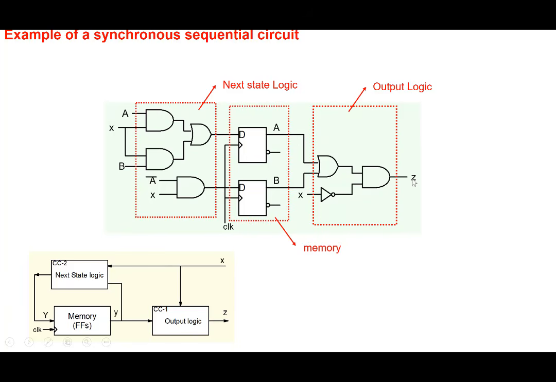It generates the output Z, given the present state of the system, A and B, and the present value of X. So that's the output logic here. This is an example of a sequential circuit where we can identify the state memory, implemented in flip-flops, a next state logic, which is a combinational circuit, and an output logic.